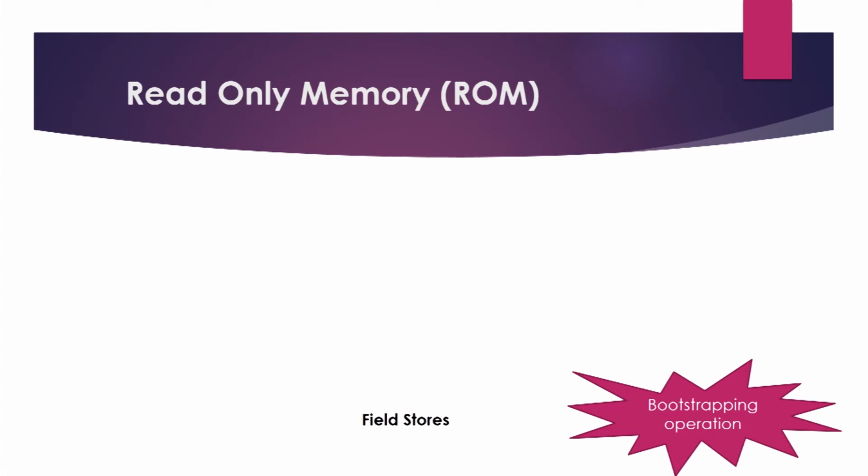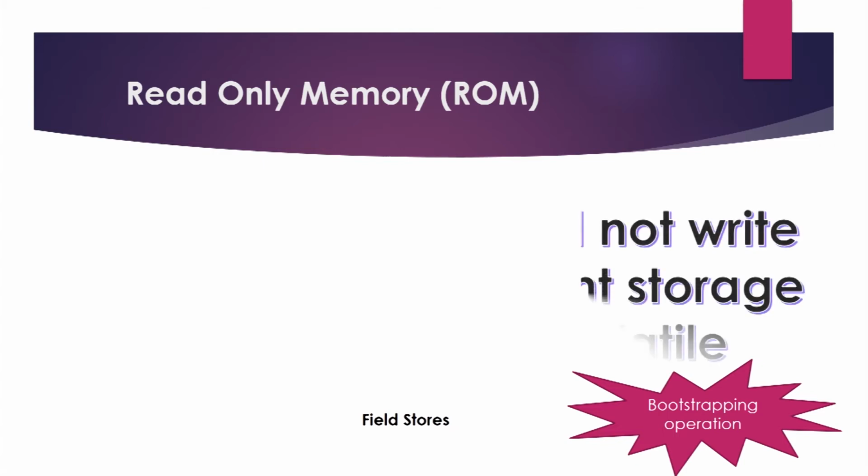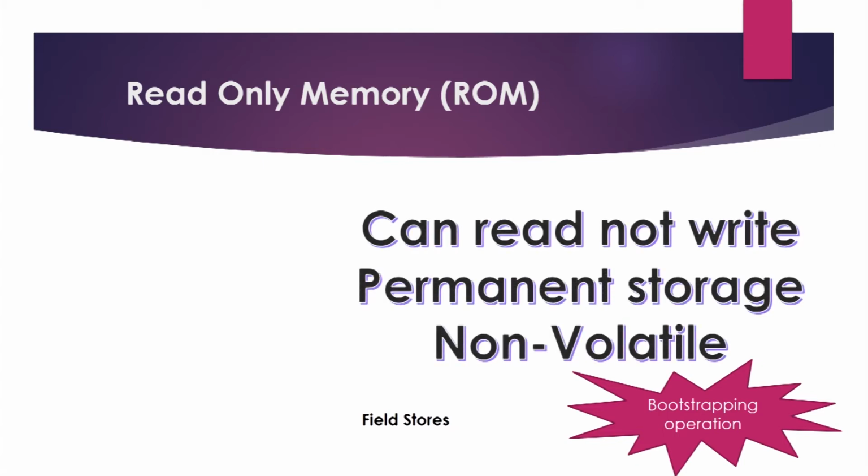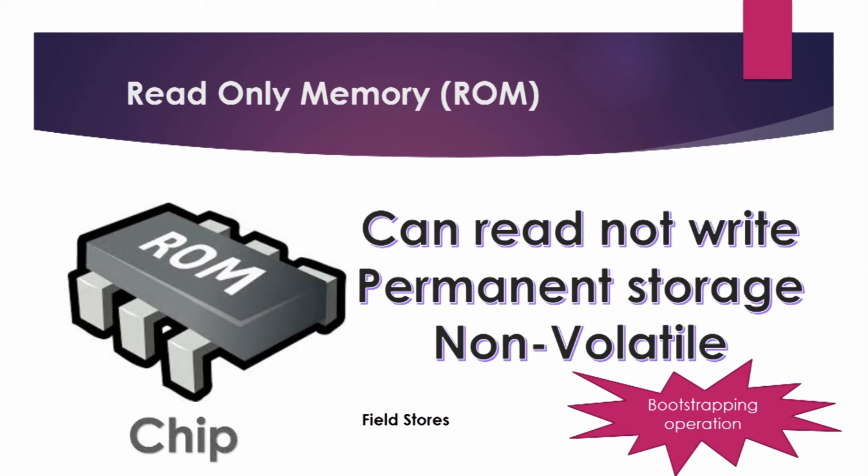Read-only memory, ROM. In this memory, data is permanently stored. The information can only be read and new data cannot be written. However, the contents of the ROM are not lost even when the power is turned off; that is, it is non-volatile. Such types of storage memories are also called field stores or permanent stores. ROM comes in the form of a chip. Once information is stored on a ROM chip, it cannot be changed or altered. A ROM is used to perform the bootstrapping operation of a computer.